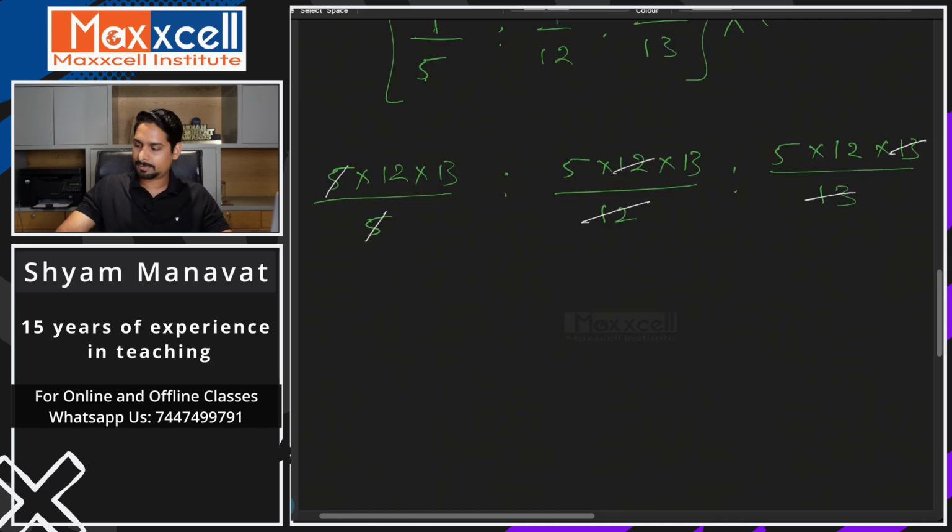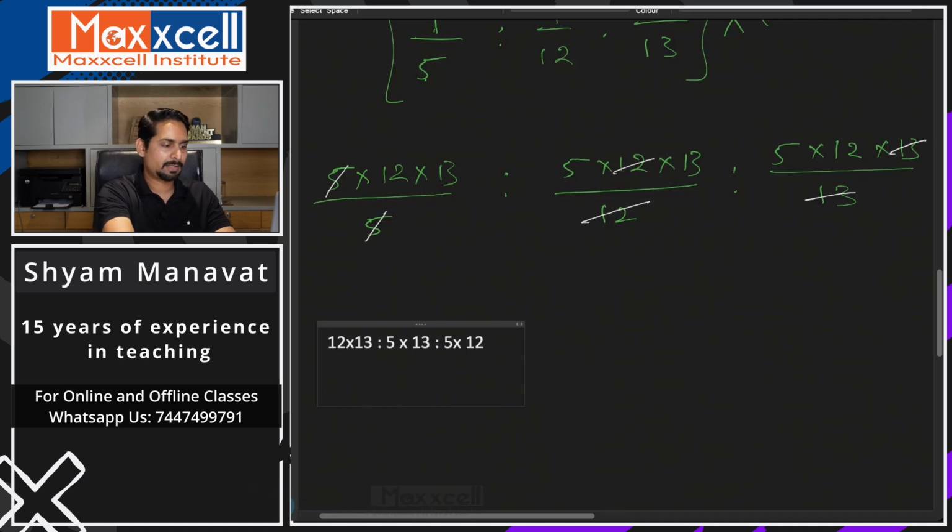Okay, so we got the number here as 12 into 13 is to 5 into 13 is to 5 into 12. What do we get here? 12 into 13 will be 144 plus 13, 157, right? 157. Sorry, 156.